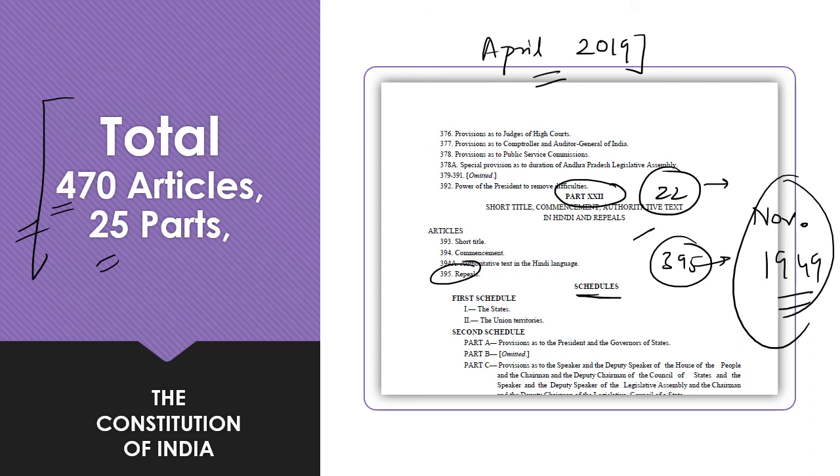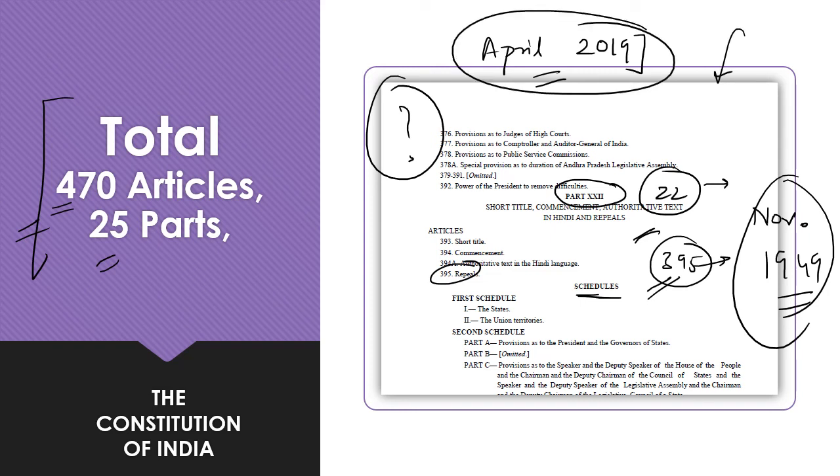Where are the other parts and where are the other articles? Is this PDF wrong? Is this document that I just showed you wrong? Or is there some other solution to this question? Let me know in the comment section.